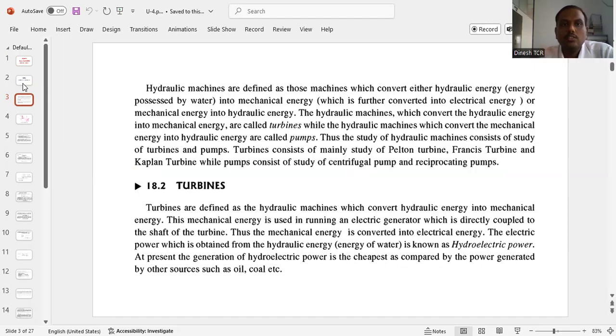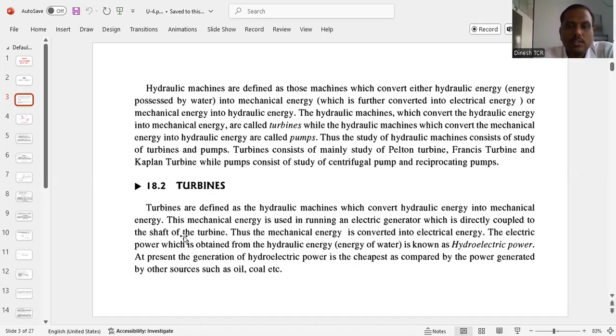Machines that convert hydraulic energy into mechanical energy are called hydraulic turbines. Those machines which convert mechanical energy into hydraulic energy are called pumps. Today we are going to see about turbines. Turbines are defined as the hydraulic machines which convert hydraulic energy into mechanical energy.